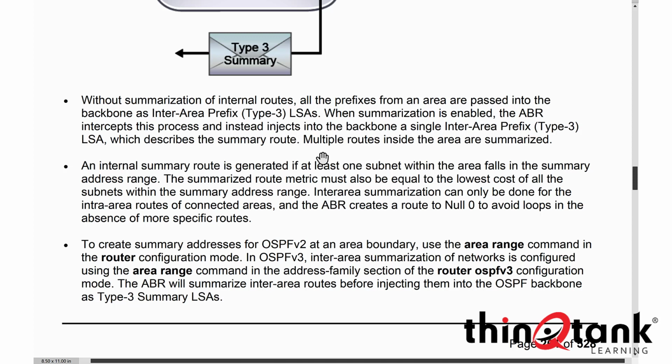There is no automatic summarization that occurs on the ABR. So if I have 1,000 type 1s in area 0 or area 1, I'm going to end up having 1,000 type 3s in area 0. So that's obviously one of the main reasons why we even consider doing these summaries, is because we want to make sure we're reducing the amount of routes that get propagated. And of course, we want to make sure that we're reducing the need to recalculate our database if something changes.